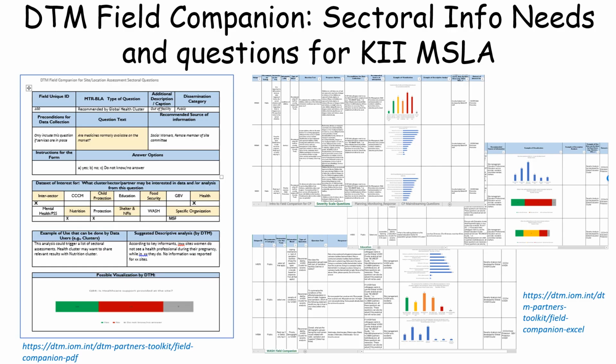The Field Companion by sectors are available in Excel and PDF form. In the PDF version, you will find one information need in each page, while in the Excel version, you will have one information need in each row. The information is identical in both versions.